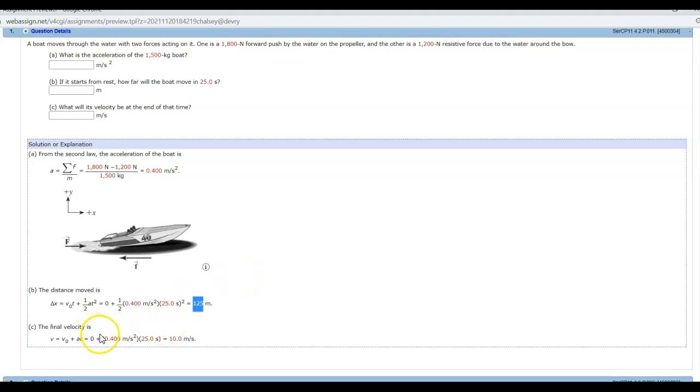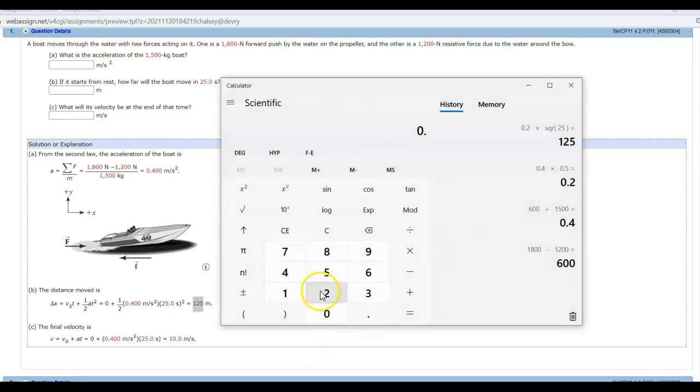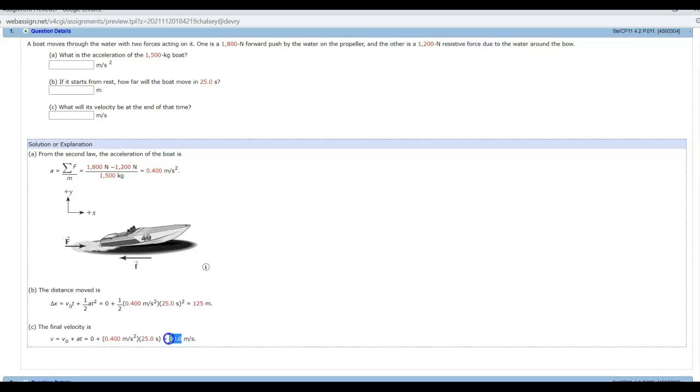The final velocity, what's the final velocity at the end of the time? So at the end of the 25 seconds, what's the final velocity? So we take the initial velocity plus the acceleration we calculated in A times the time given in B. So 0.4 times 25 is 10, and we do need 3 significant figures in our answers, so we write it as 10.0.